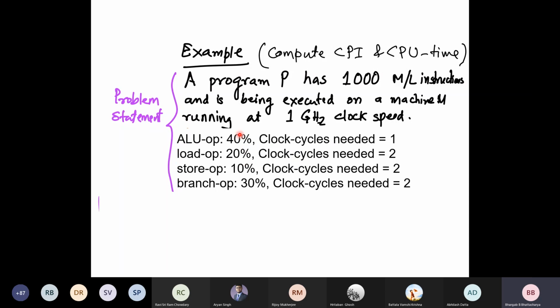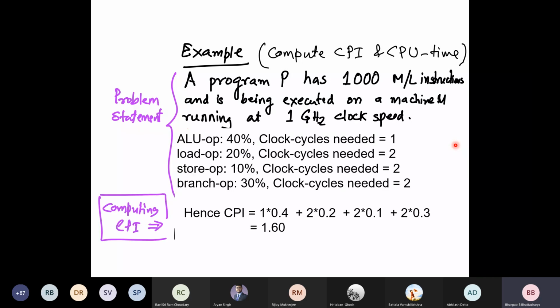So you have this frequency. These are the percentage of different kinds of operation, and these are the clock cycles needed. So compute the CPI value and the CPU time. So how do I compute the CPI value? Very simple. 1 clock cycle needed for 40%, so 1 times 0.4. 2 clock cycles needed for 20%, so 2 times 0.2 and so on. So sum them up. So CPI is 1.60.